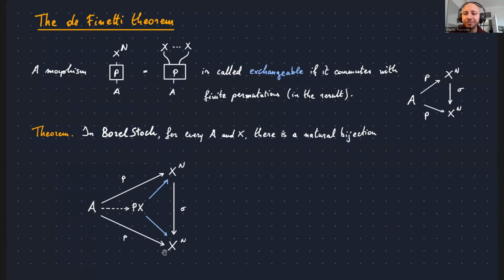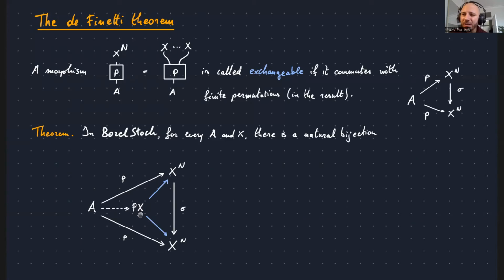So there's a bijection between exchangeable sequences and probability measures on PX. That's what the de Finetti theorem says. It's a limit. Given this commutative triangle, there's a unique map into PX making this commute. And now, this is a limit. So what is the universal limit cone? For the unit lemma, you can set A to be PX and put here the identity and so on.